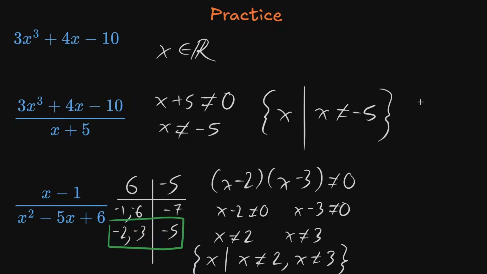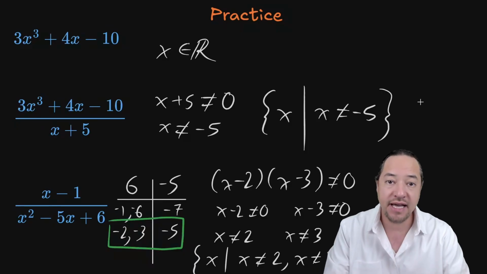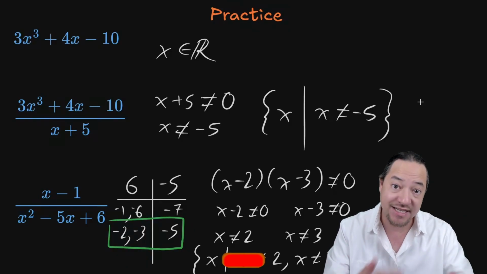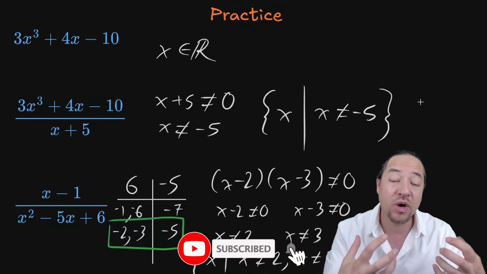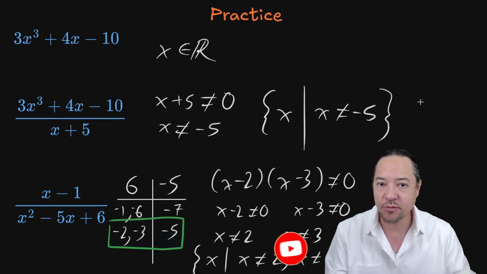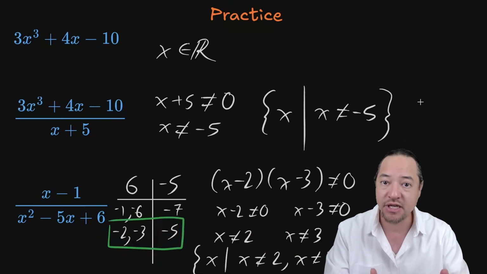Okay, so there we go. That's going to be the domain for the last rational expression. Hopefully that helped out. And now you can understand what a rational expression is. It's a ratio of polynomials. And what the domain of a rational expression is. It's typically any real number except when the denominator is 0.